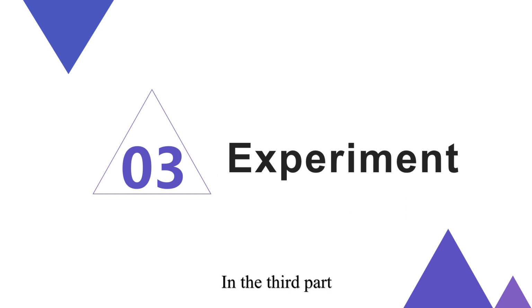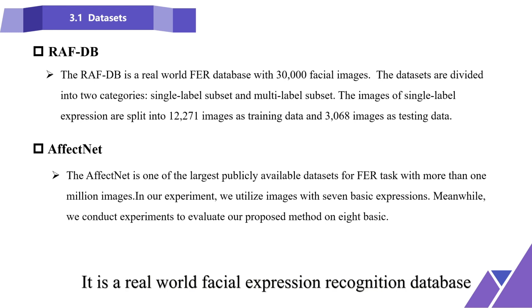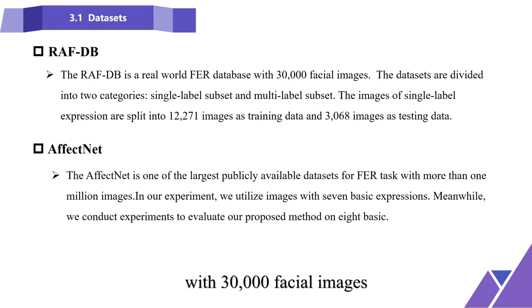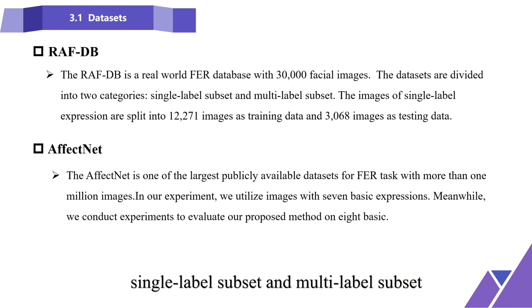In the third part, we will show our experiments. Our network is evaluated on two in-the-wild datasets. The first one is the RAF-DB dataset. It is a real-world facial expression recognition database with 30,000 facial images. The dataset is divided into two categories, a single-label subset and a multi-label subset.